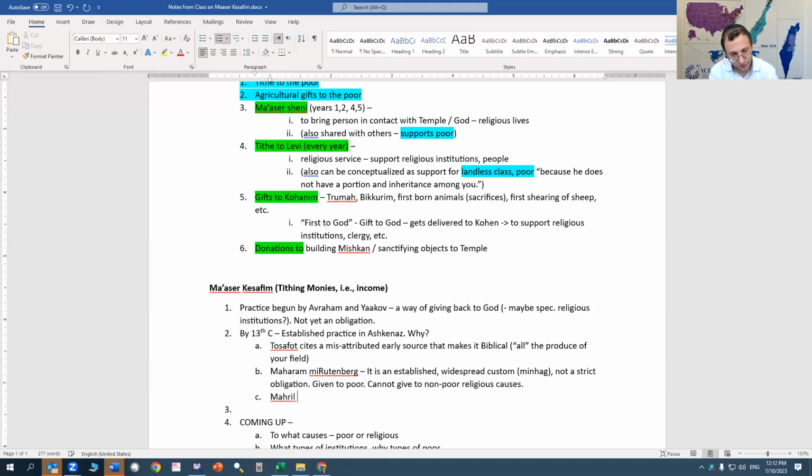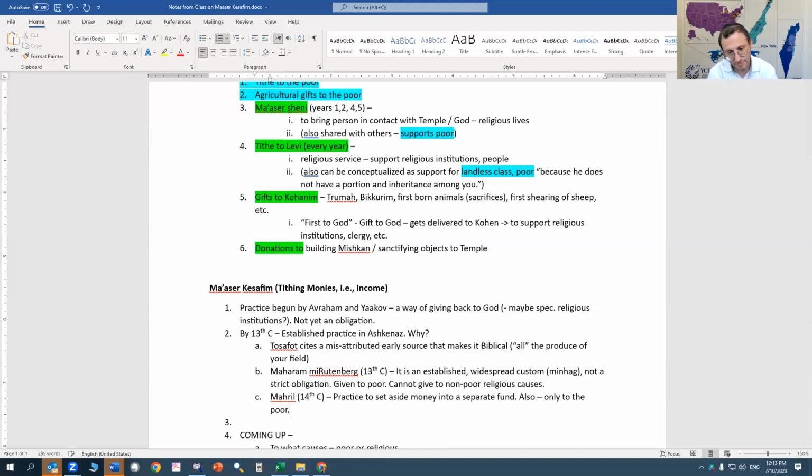The Maharil, which is 14th century, said, what did he say? He speaks about the practice to set aside money into a separate fund. Okay, also only to the poor. And then we get to the Shulchan Aruch, who himself says guidelines: 20% ideal, 10% average, less is stingy, but it's all guidelines. No strict obligation of a minimum.